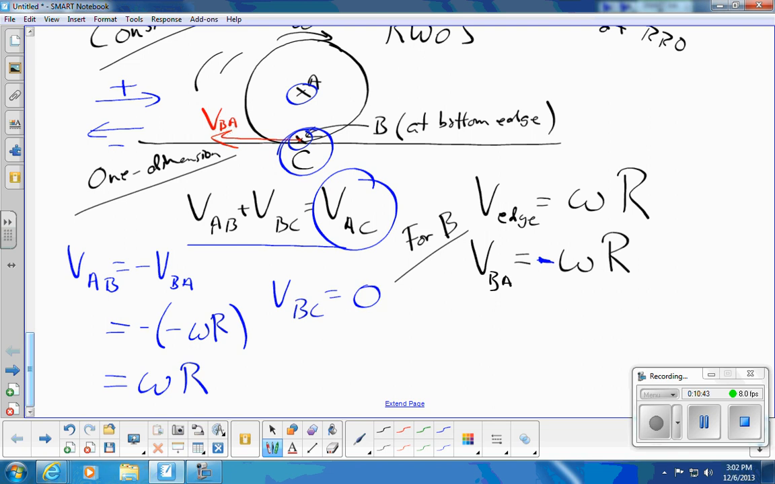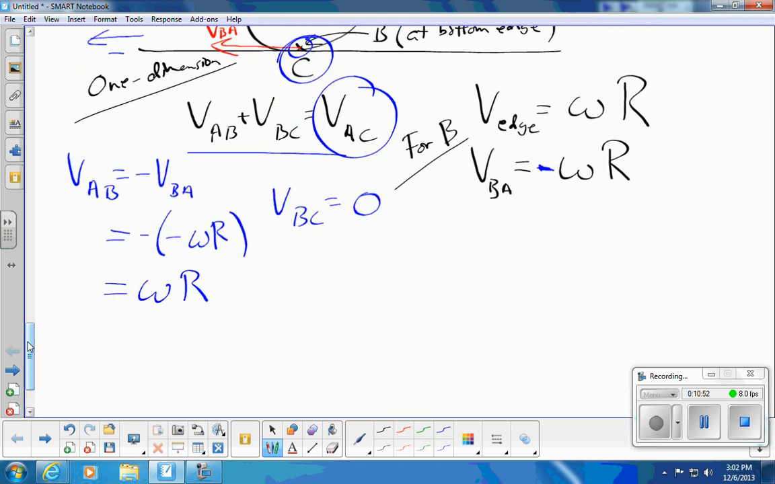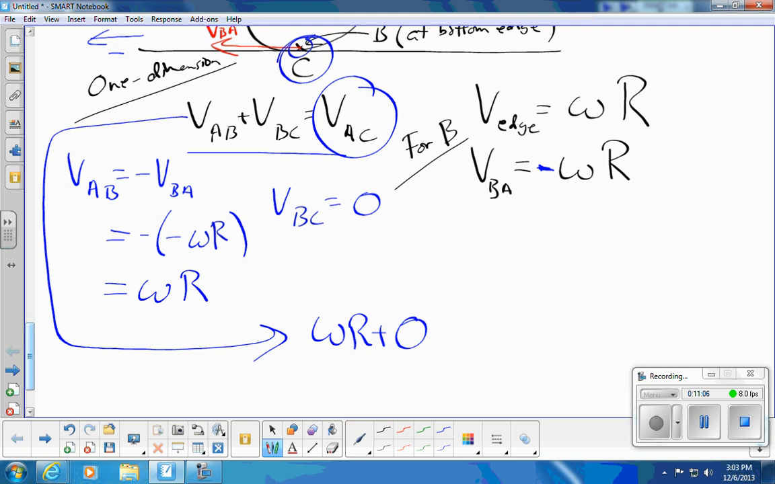It isn't moving relative to the ground. That's the whole definition of rolling without slipping. So what that tells us then is that if I go back to my original relative velocity equation, and I'm going to move it down here, VAB plus VBC equals VAC. Okay, VAB is omega R. VBC is 0. So VAC is equal to omega times R.